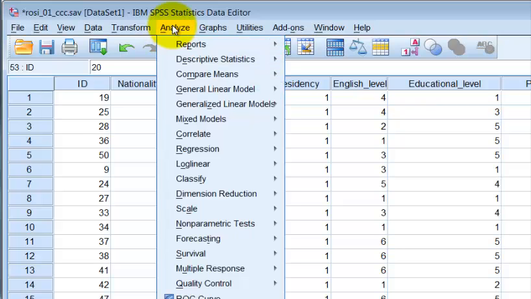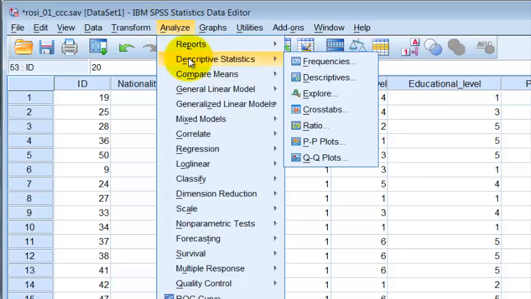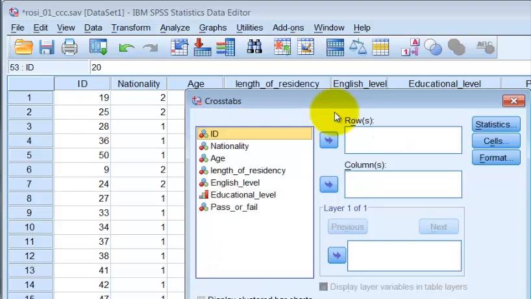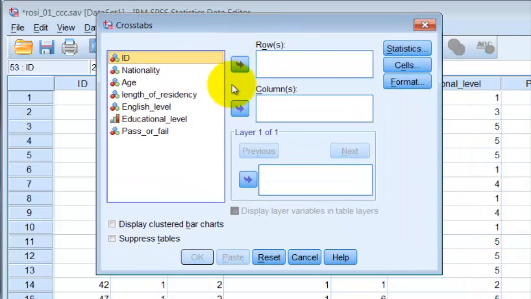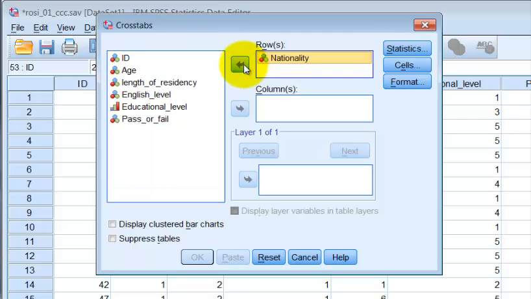So you go Analyze, Descriptive Statistics, and Crosstabs. That's where you do the chi-square test. So for the rows here, usually we put whatever factors you want to use to determine the pass or fail. So for the rows, we're going to put nationality. One thing is that you can only do each of them one time. So let's do nationality first, and we can do the following ones later. So the columns will be pass or fail.